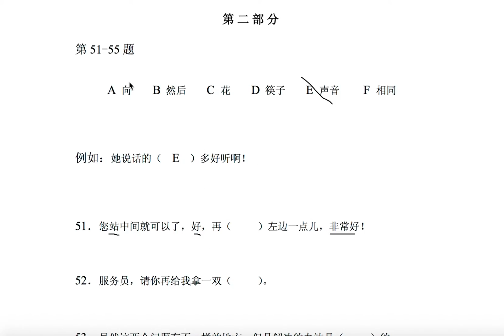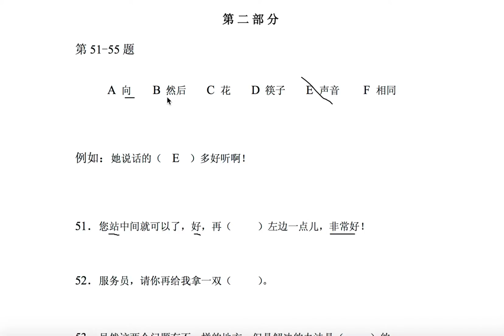Let's look at those choices. First one, A. 再向左边一点。向 means turn. Turn left, 向左。Turn right, 向右。向 means turn. Turn left a little bit. Great. Yeah, this one is a very good choice.